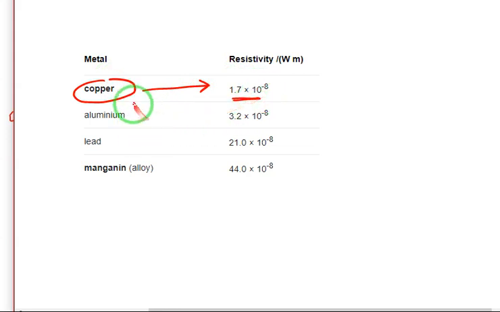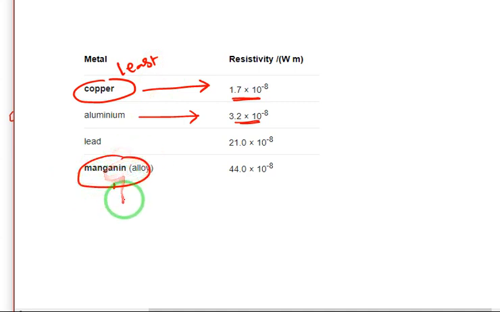Aluminum is a conductor, and after copper it has the next least resistivity, 3.2 into 10 power minus 8. Later lead is 21 into 10 power minus 8. Manganese is the highest resistivity. Very, very important. Copper is the least resistivity material. Manganese is the highest resistivity material.